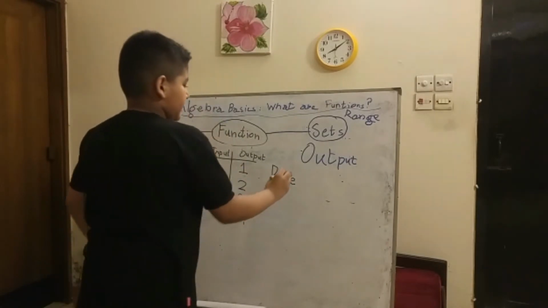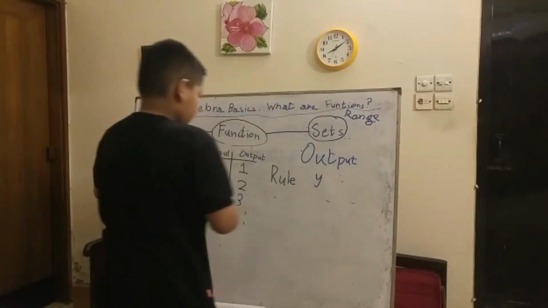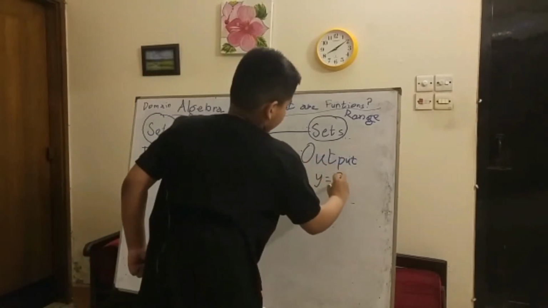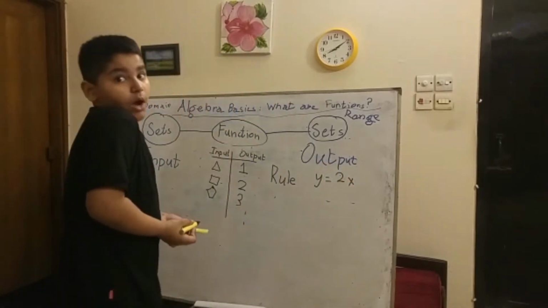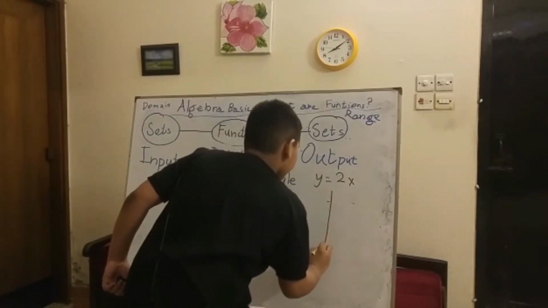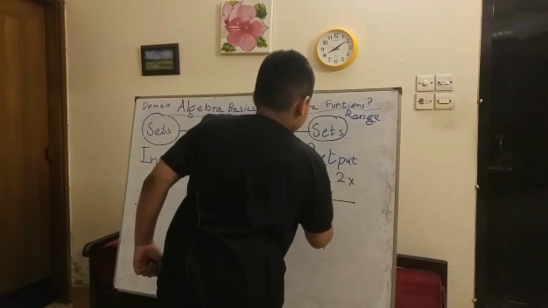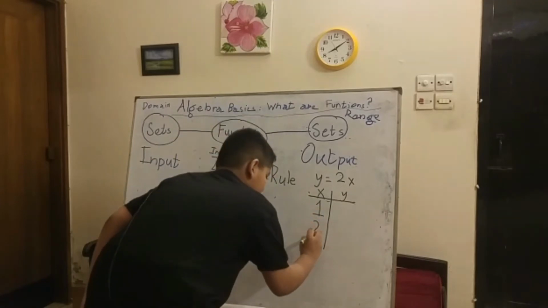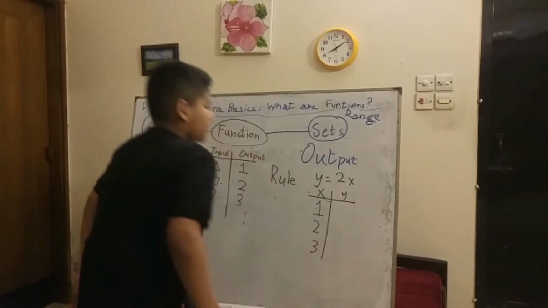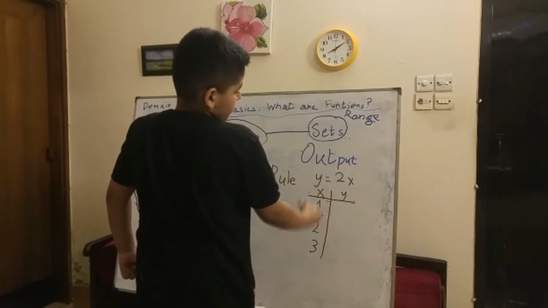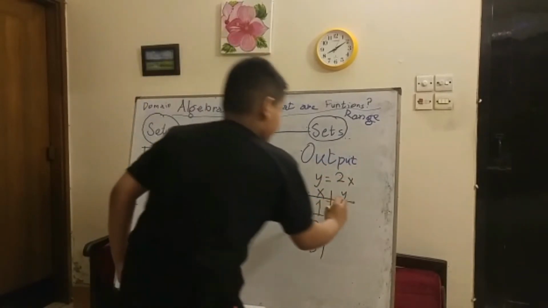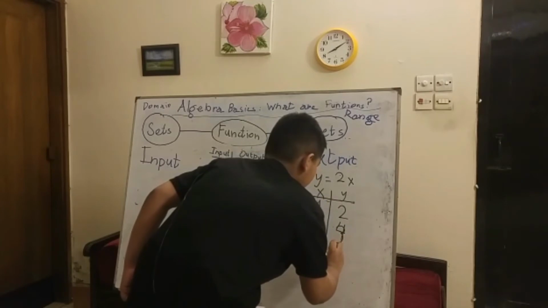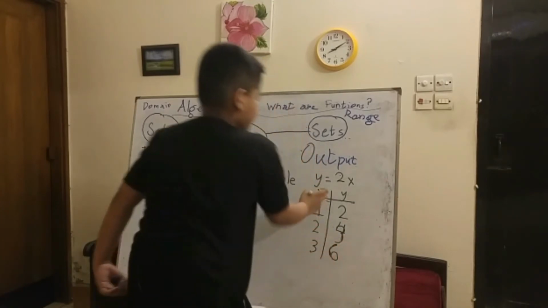Now the rule can be set up like this: y equals 2x, where x is the input and y is the output. So let's write x in the input, y in the output. Let's plug in values for x like 1, 2, 3, and we need to multiply these numbers to get the output so that the arithmetic is done. So the output would be 2, 4, 6, the double of what is written here.